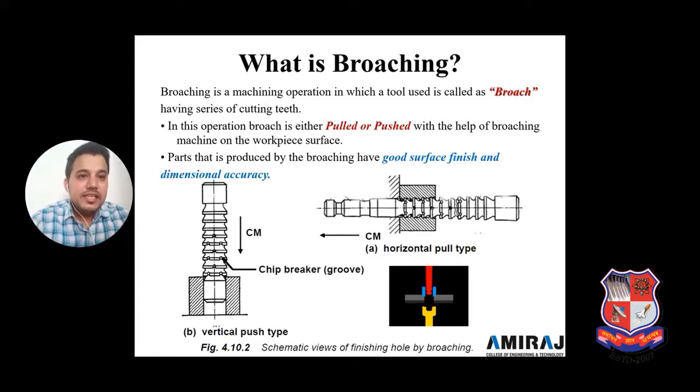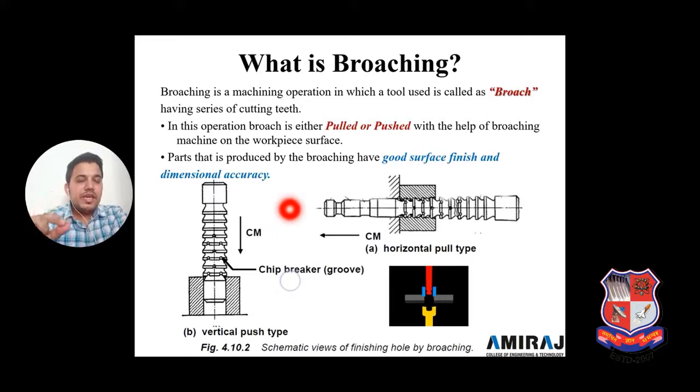Okay, so in this operation the broach is either a push type or pull type, used with the help of the broaching machine on the workpiece surface. So we are using a pull type and a push type. It is available in our diagram. This is the vertical push type. So we push from the upper side, with hydraulic, pneumatic, manual, or we can say mechanical efforts. And another is the horizontal pull type. We have to pull. So this is the part in which we are using the broach tool.